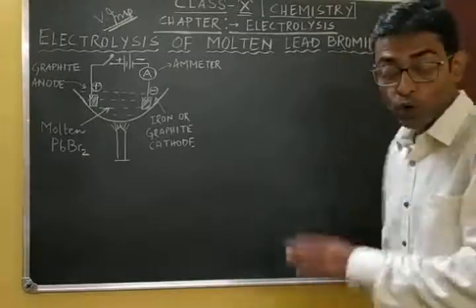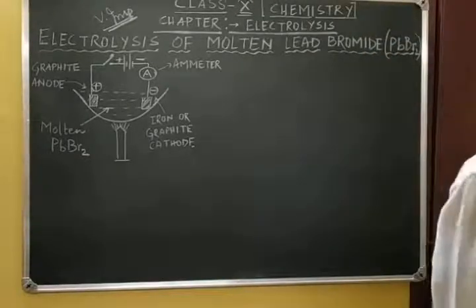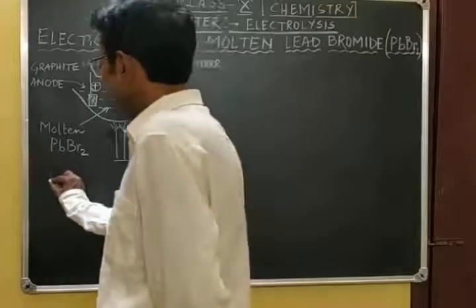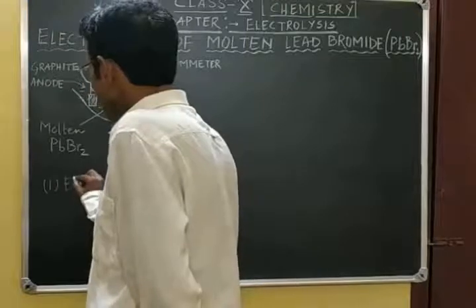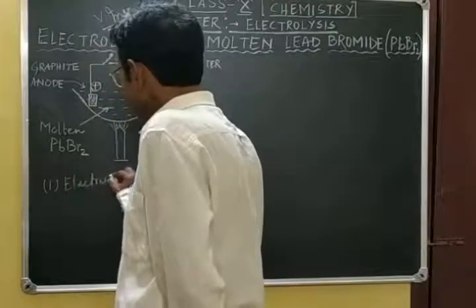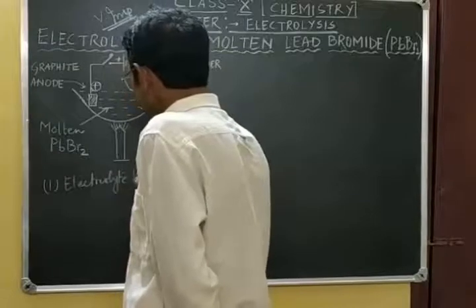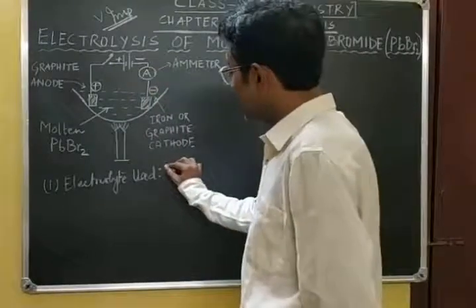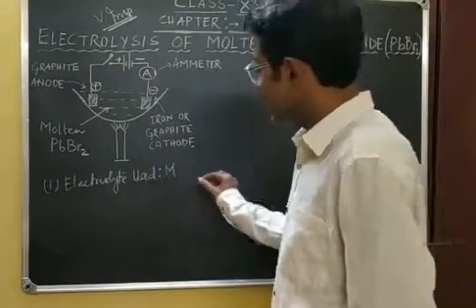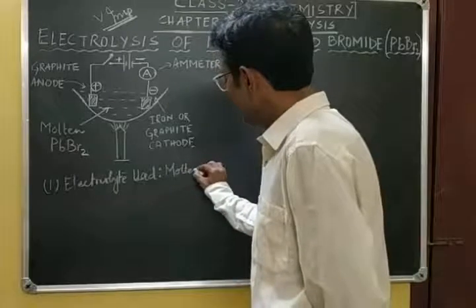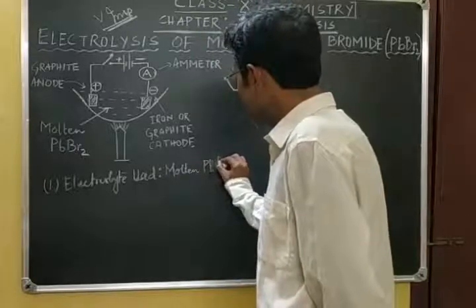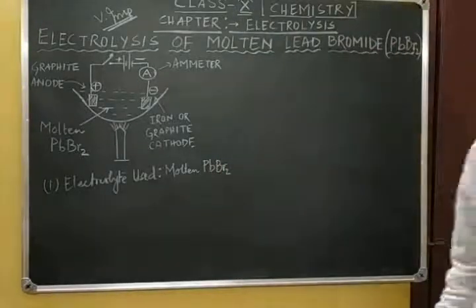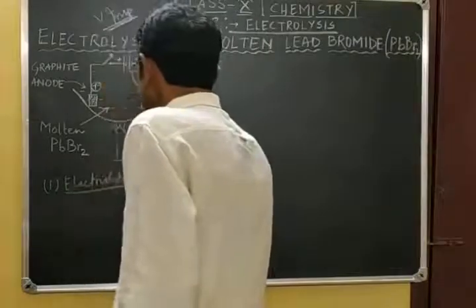I have taken the molten lead bromide. So you should start your discussion like this. First point is electrolyte used. What electrolyte have we used? We have used molten lead bromide. In the exam also write exactly like this. I am writing PbBr2 here, but in the exam you should write molten lead bromide. So the first point is over.